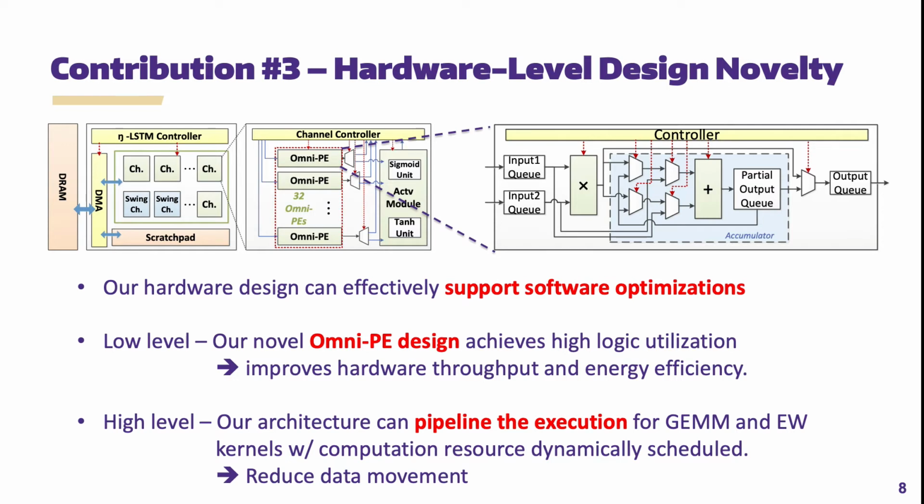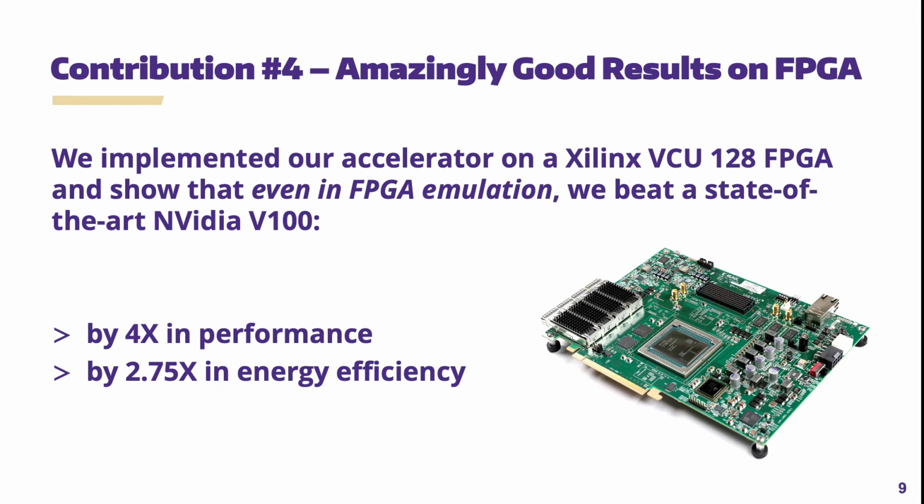At the high level, our η-LSTM architecture can pipeline the two kernels' execution, and the computation resource is dynamically scheduled, so it won't be idle logic and harm the overall performance. The control overhead is quite small because the execution pattern is fixed. With the GEMM and element-wise kernels pipelined, massive intermediate data between these two kernels can be quickly consumed. And our design achieves very good results on the FPGA.